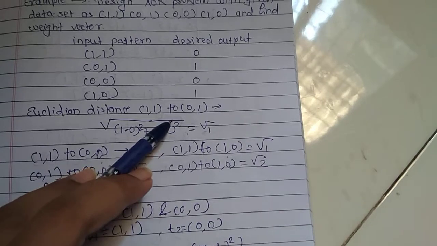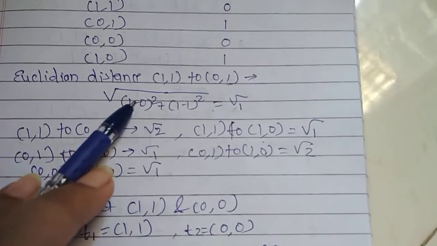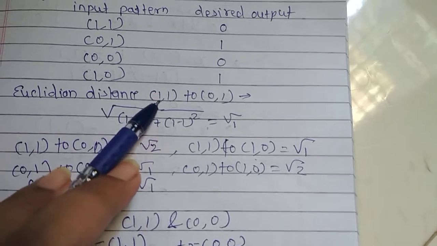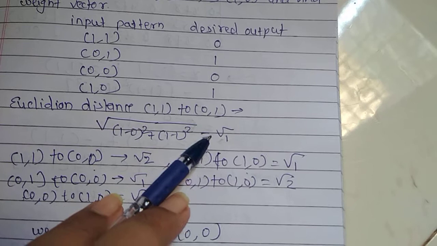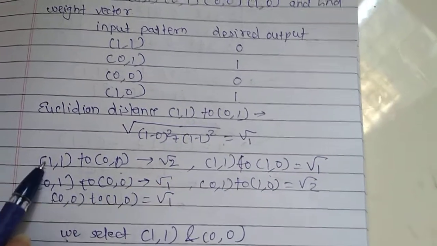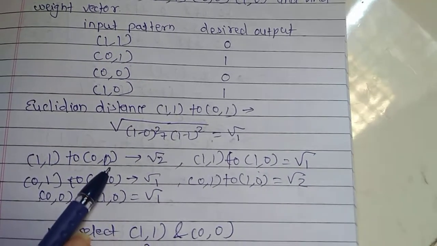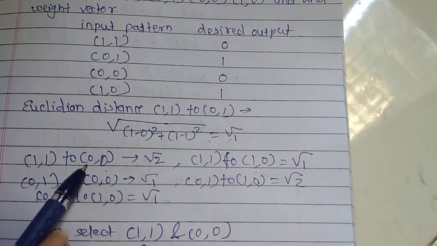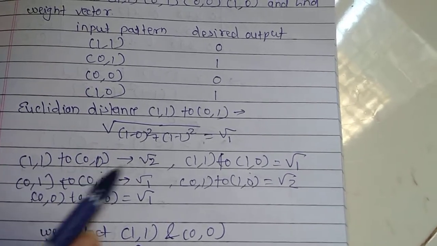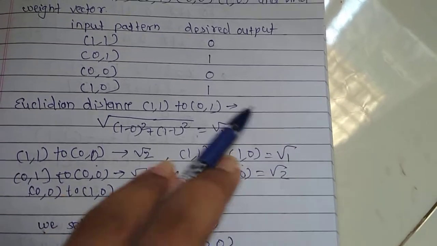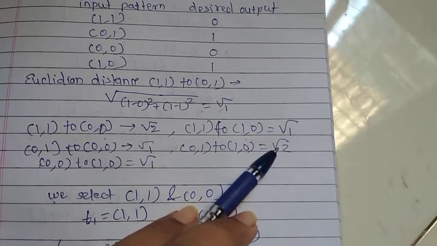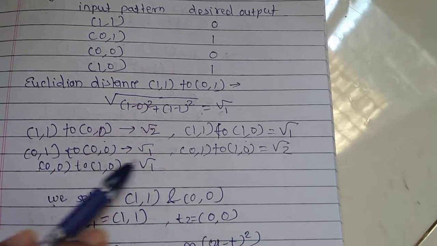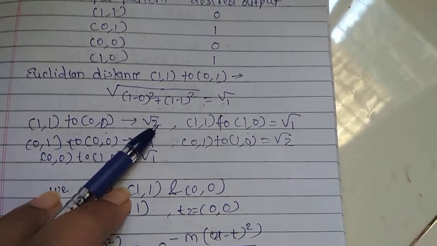Suppose we have to calculate the Euclidean distance between these two points. Then it is calculated as the square root of (1 minus 0) square plus (1 minus 1) square. So this is square root of 1. Then 1, 1 to 0, 0: square root of (1 minus 0) square plus (1 minus 0) square, that is square root of 2. Similarly, we'll calculate the Euclidean distance for the different centers. So now we can see that square root of 2 is the maximum.